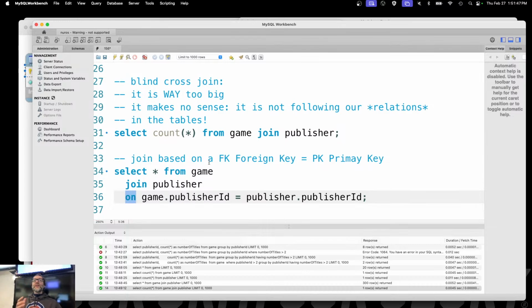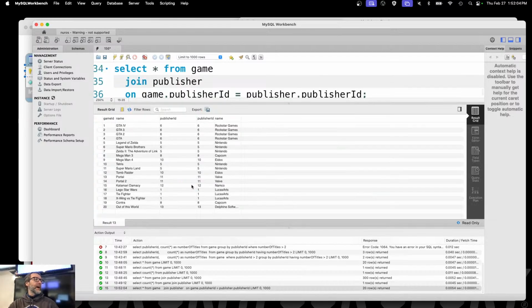You shouldn't just join GTA to LucasArts and GTA to Sony and GTA to Nintendo, right? You should only join GTA to Rockstar Games, the actual publisher, because those publisher IDs in the game table and the publisher ID in the publisher table match. Let's see the results now. I am only getting 20 results now, one for each game, and I'm matching them with their one parent because there is a child and a one parent relationship there. So all the GTA games are published by Rockstar Games. All of the Nintendo games are right there. The Capcom, Eidos, etc. Nintendo is there again, etc. So there's a join.